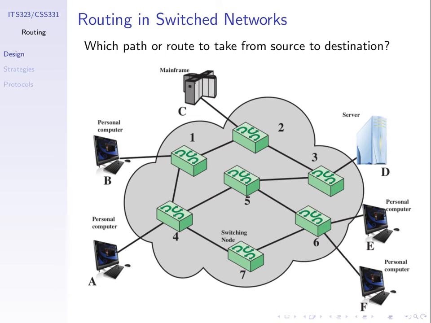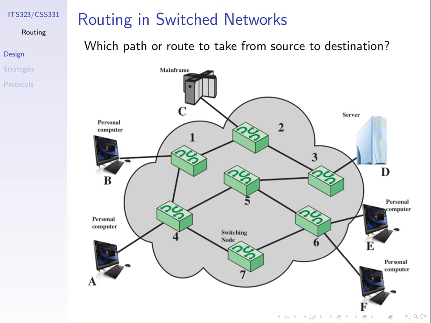Not necessarily. Maybe in this case, the shortest in terms of the number of links, the fewest number of links. Assuming this is not to scale, maybe the shortest path from A to F in the number of links, one of them is 4, 7, 6. We actually go via three switches. Another one is 4, 5, 6, the same length in terms of the number of links or switches.